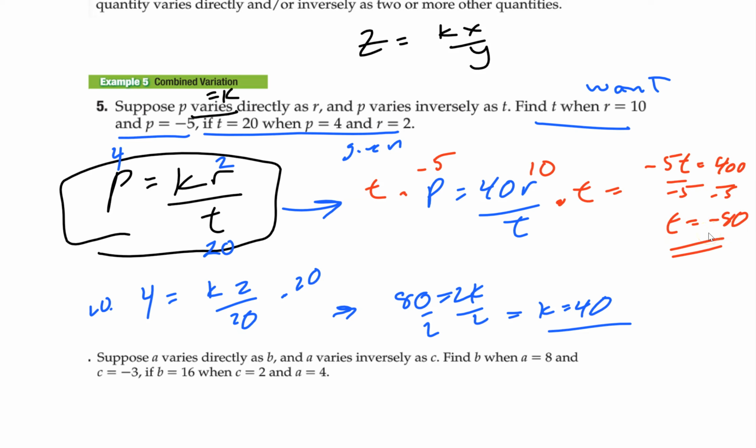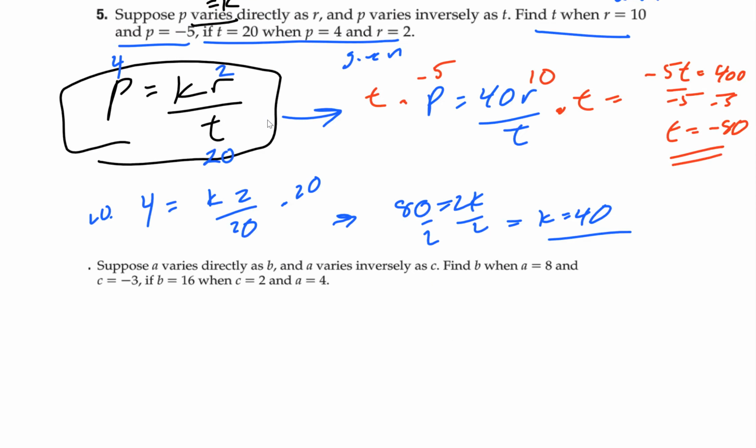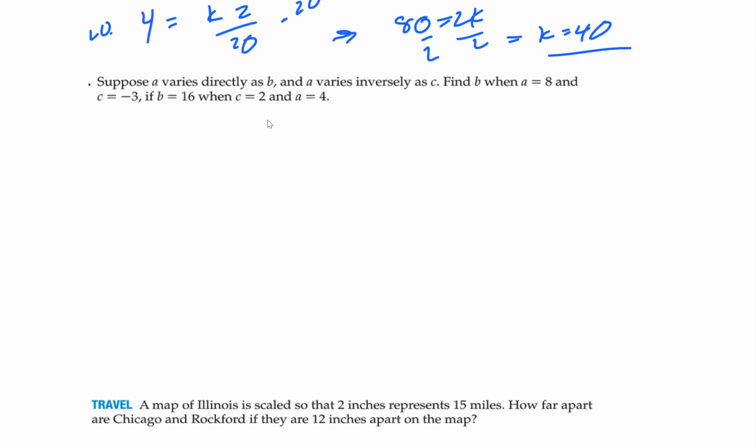Right? It's the exact same concept over and over again. The only difference is the way you set up your equation changes, right? Direct is on top, joint's on top, inverse is the only thing that goes on the bottom. So let's do this one real quick.